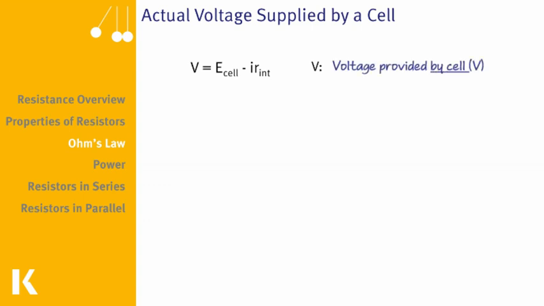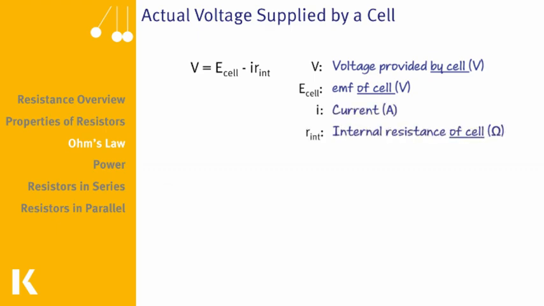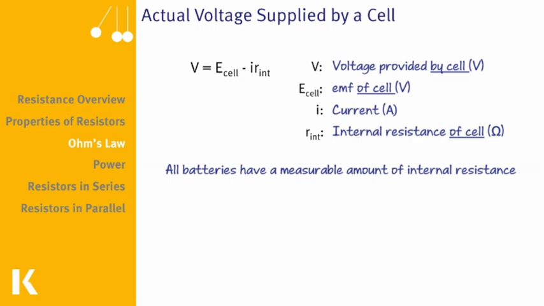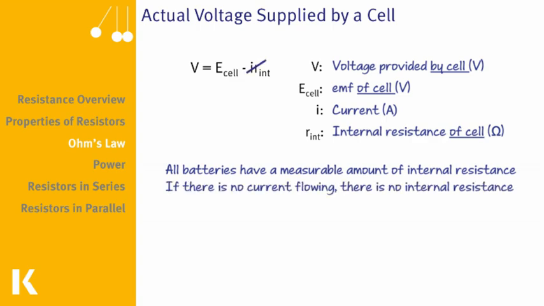V still stands for voltage, E sub cell is the EMF, or electron motive force, that the battery can muster, I is the current again, and R sub INT is the internal resistance of the battery, measured in ohms. Now, as we said before, batteries in the real world will have a certain amount of internal resistance, except when there is no charge flowing through them. In that case, the voltage provided by the cell is just equal to its EMF.